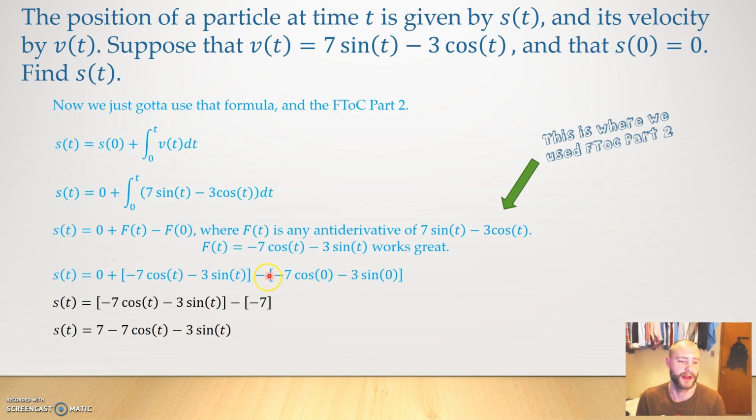And now I'm just going to simplify some stuff. Cosine of 0, if you remember from your unit circle, that's a 0 angle. The x value is 1, so that turns into a 1. That's why I have negative 7 times 1. Sine of 0 from your unit circle is 0. The y value of that point is 0, so negative 3 times 0 is 0.